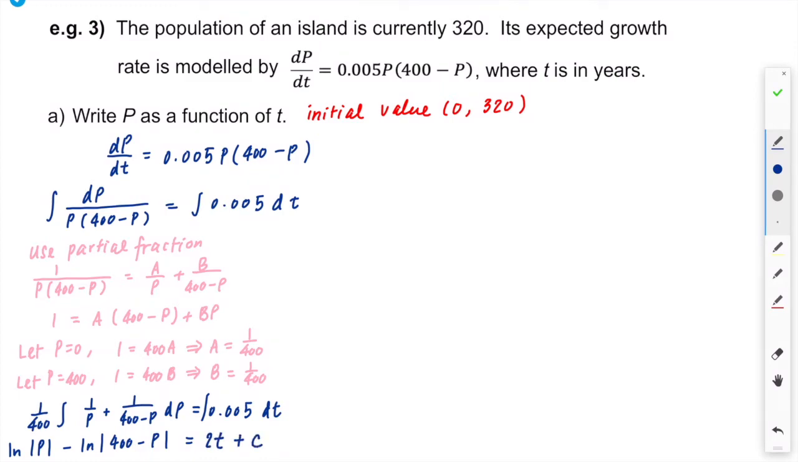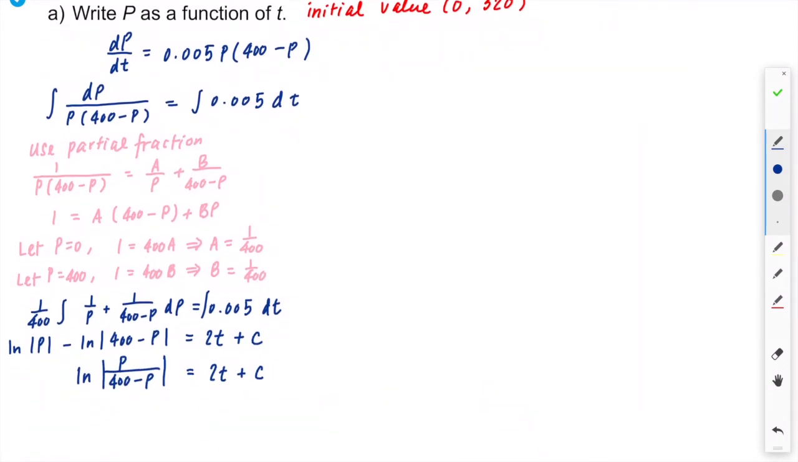plus constant C. I can write the ln as a single ln, so ln of P over 400 minus P is equal to 2t plus C. Okay, which means that I can do one more step, I guess.